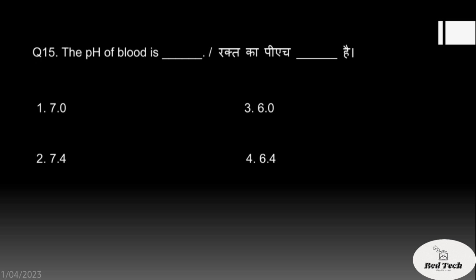Question number 15: what is the pH of blood? Option 1: 7.0, option 2: 7.4, option 3: 6.0 and option 4: 6.4. As I have done this question in the shorts, you can answer it well. Option number 2 is the correct answer. The pH of blood is 7.4.